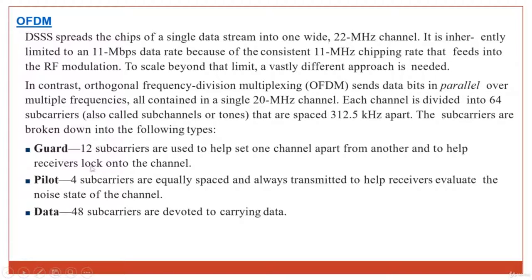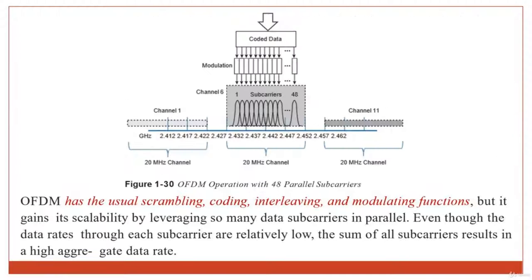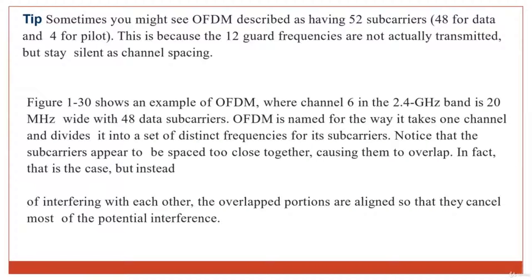Now the guard will be there, but the pilot and the 48 subcarriers for data are going to be used, and you can think that you have that much parallel processing, or that many parallel signals in a row. So here you can see that you have 48 subcarriers, and that's huge, correct?